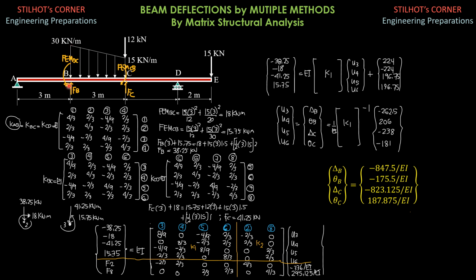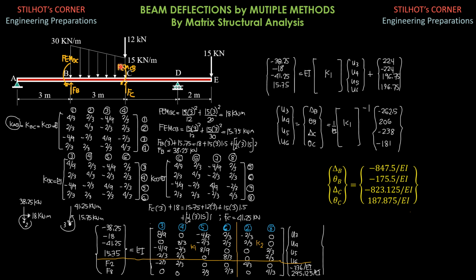So at B, it is due to this uniform load WL square over 12. So 15, 3 square over 12 plus due to the triangular load WL square over 20. So 15, this is also 15, 30 minus 15, 3 square over 20, and therefore combining that's 18 kilonewton meter, this fixed moment DC.